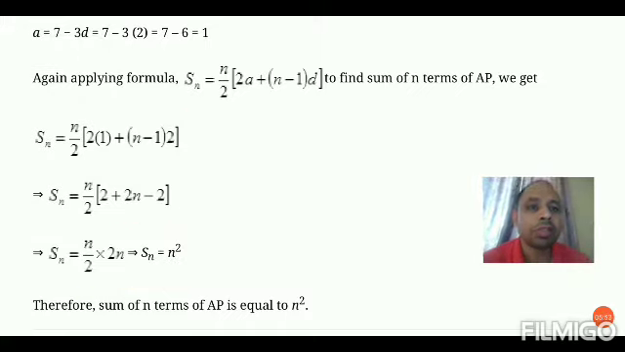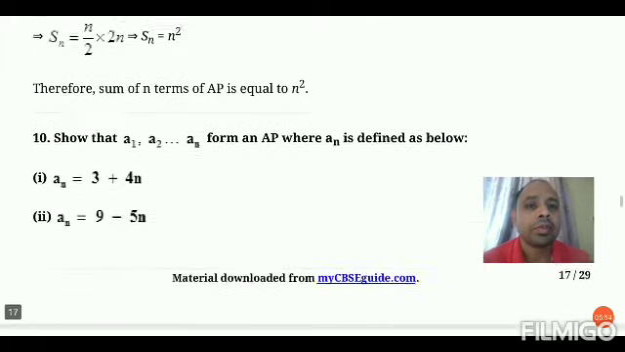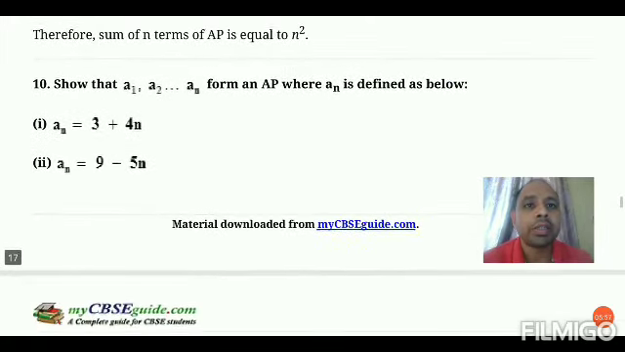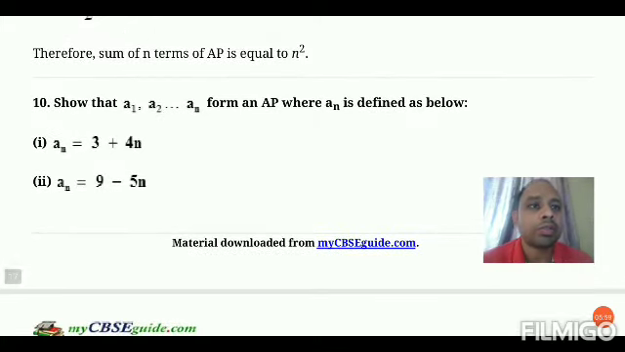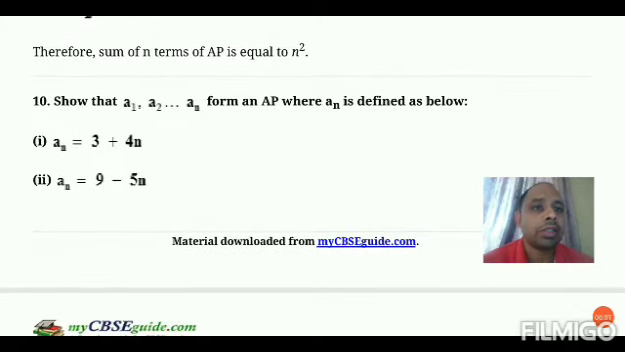Now moving to solution number 10. In solution number 10, you have to show that the given a1, a2, ..., an form an AP. That means you are given the value of an in terms of n, and you have to verify that it shows an AP. That means you have to find the values of a1, a2, a3, a4 up to an, and show that they have a common difference. In this one, I am going to solve the first one, and the second question is homework.